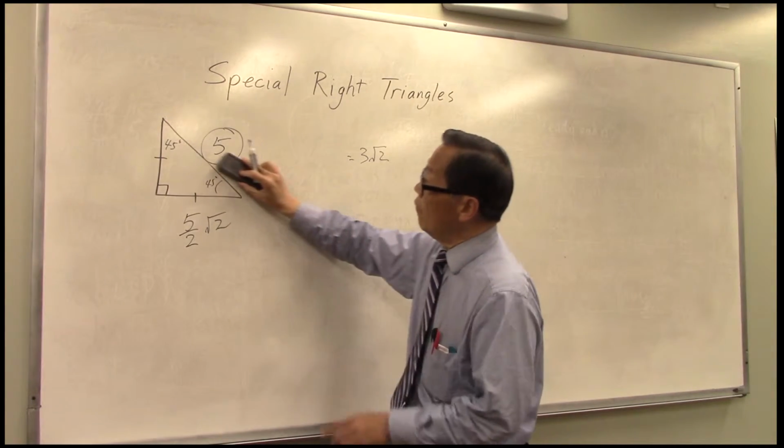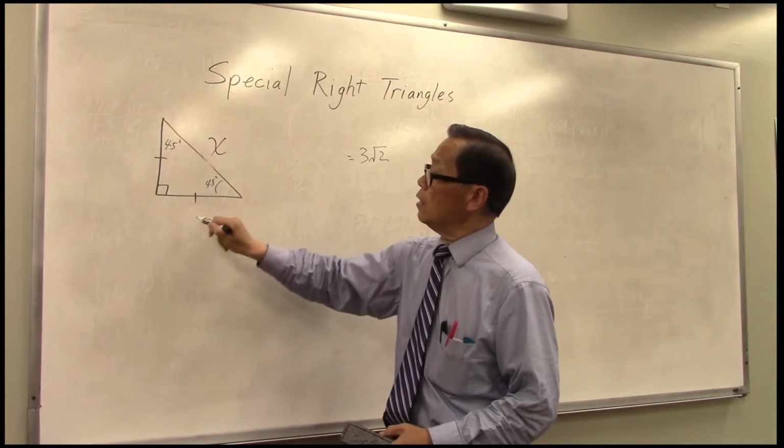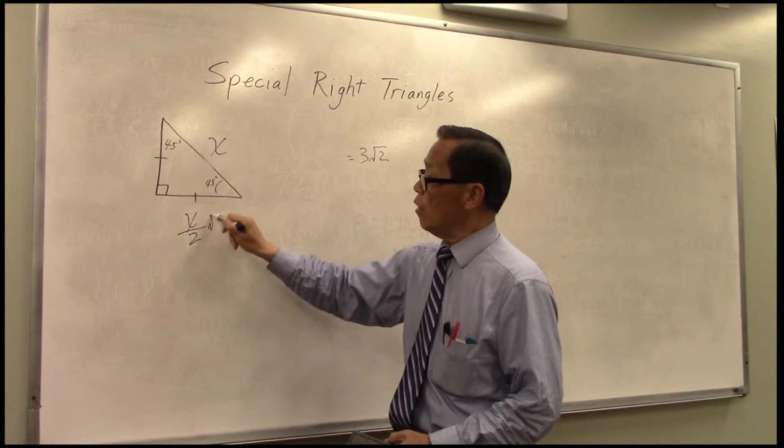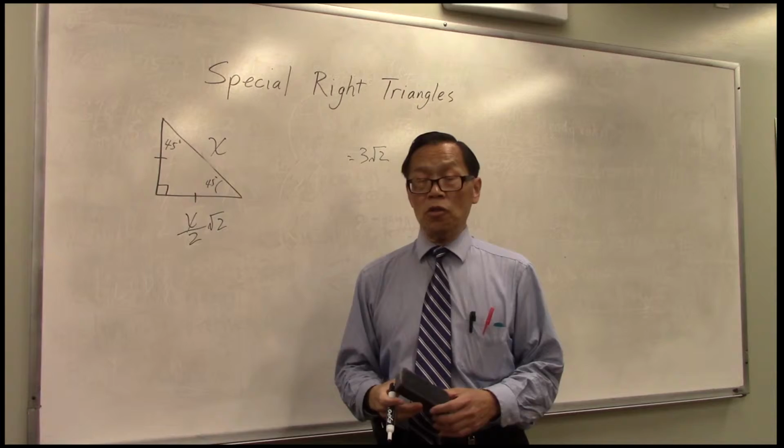So let's say we have x, then this will be x divided by 2 times radical 2. And that would be the solution.